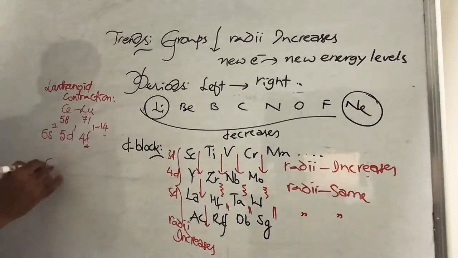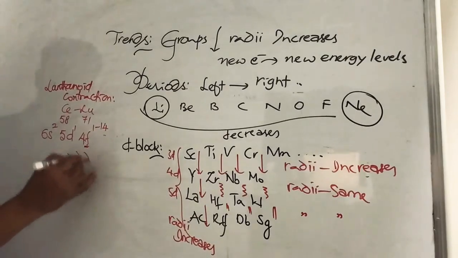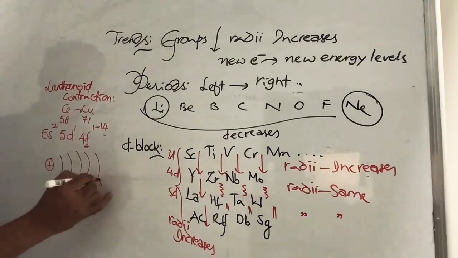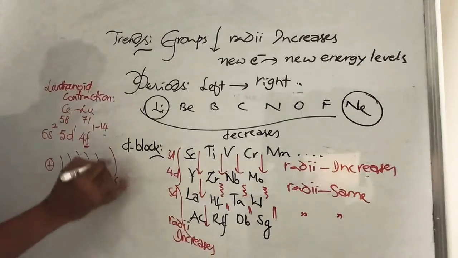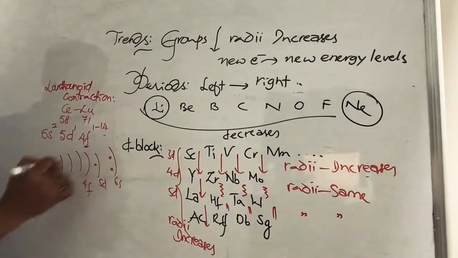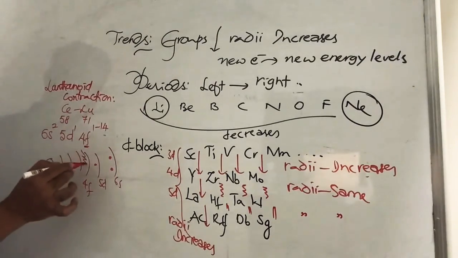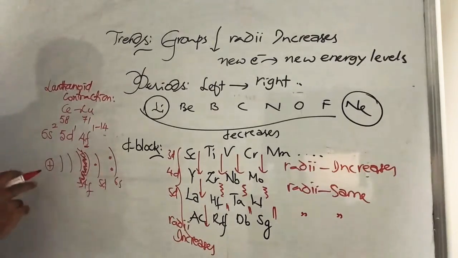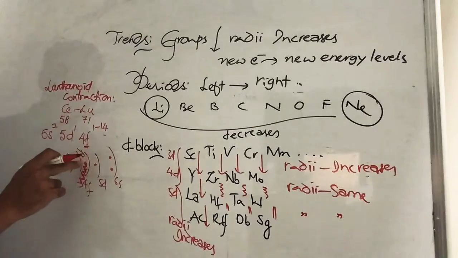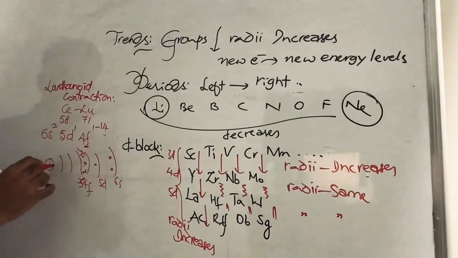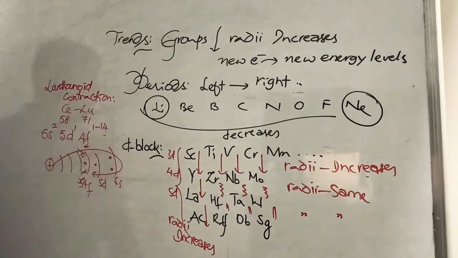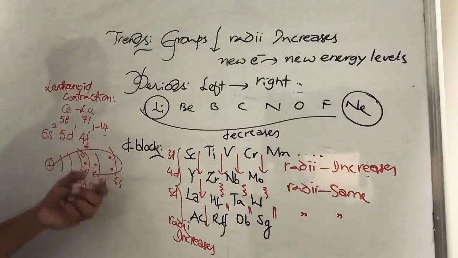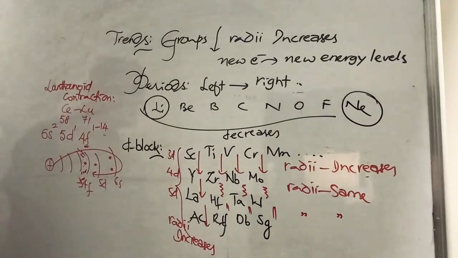For example, if this is the nucleus, let us say this is the 4f orbital, this is the 5d orbital, this is the 6s orbital, 2 electrons are here, 1 electron is here, and all these 4f electrons are coming here. But these electrons are not properly screening the nucleus power. Not properly screening the nucleus power means the nucleus is going to attract all these electrons inside. When all these are pulled inside, the sizes gradually decrease from cerium to lutetium. This is known as lanthanide contraction.